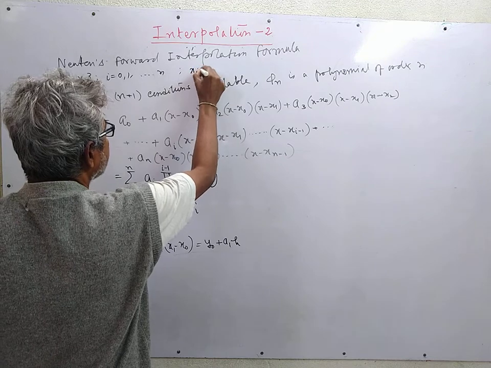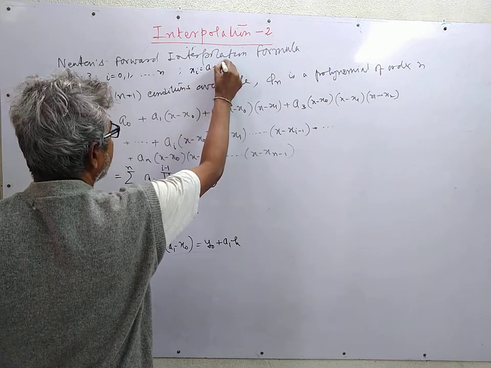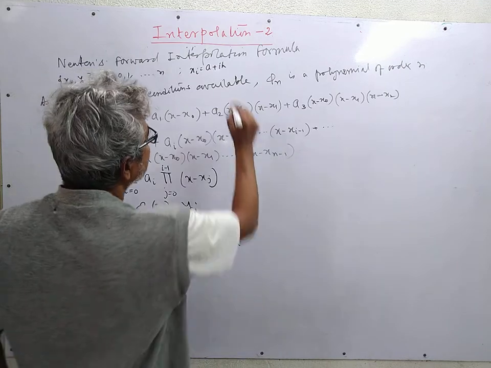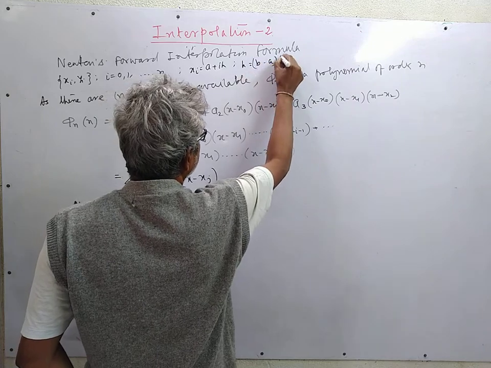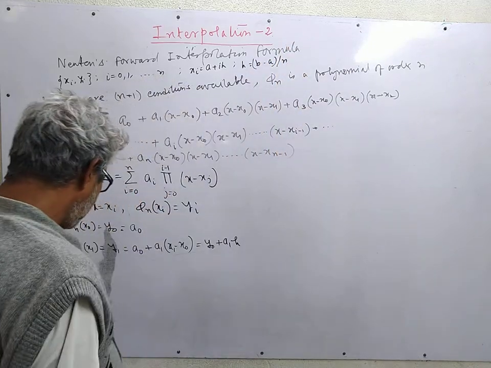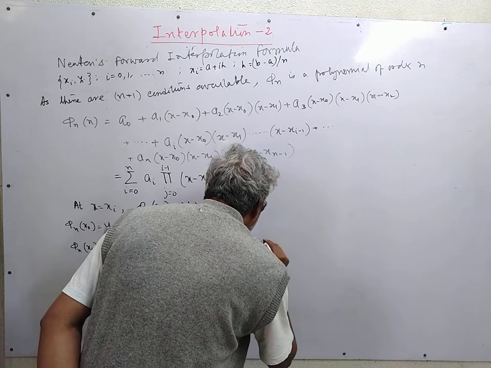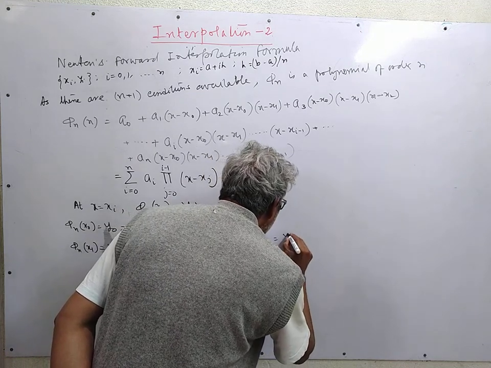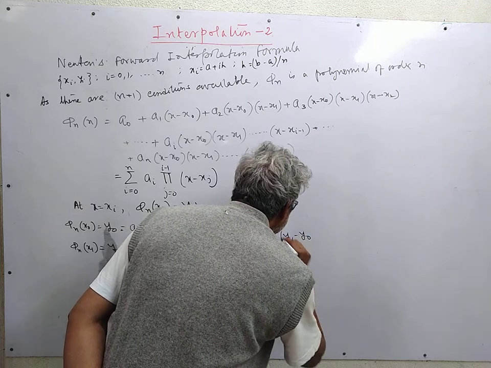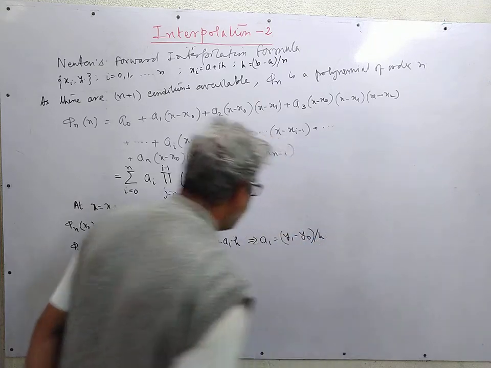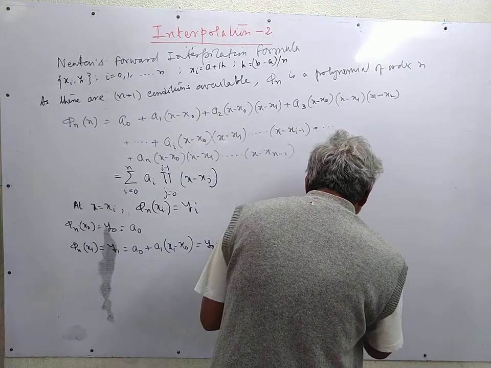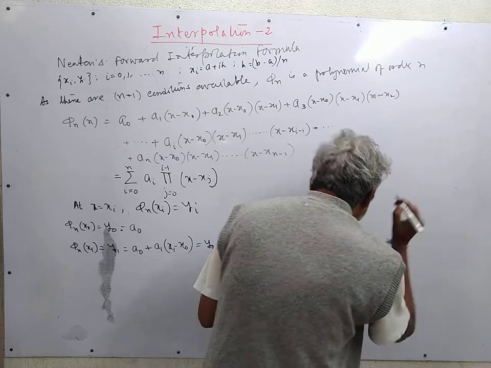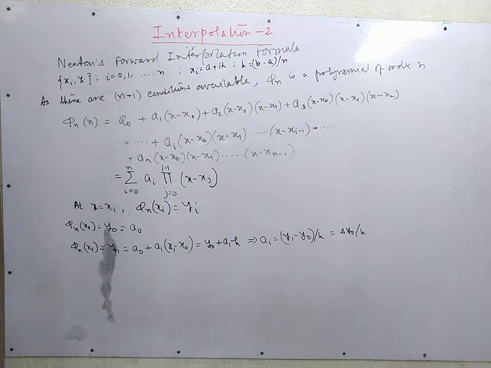So xi is equal to a plus ih, with h is equal to b minus a by n. This readily gives us that a1 is equal to y1 minus y0 by h. If we introduce the difference formula, this is delta y0 by h, the forward difference that we have discussed in the earlier class.